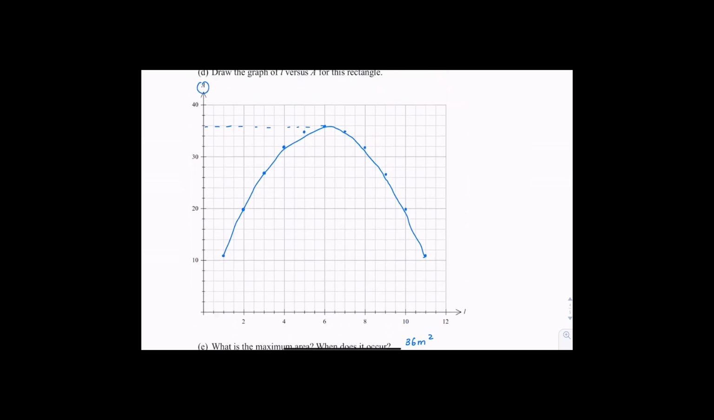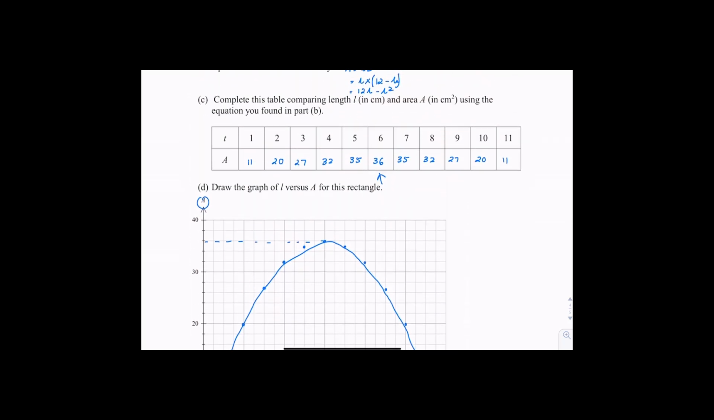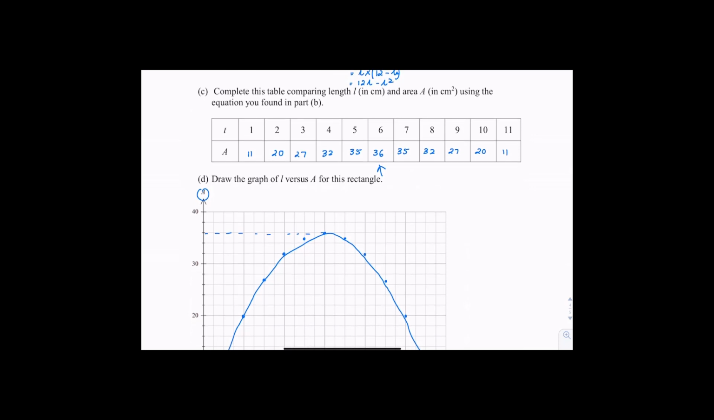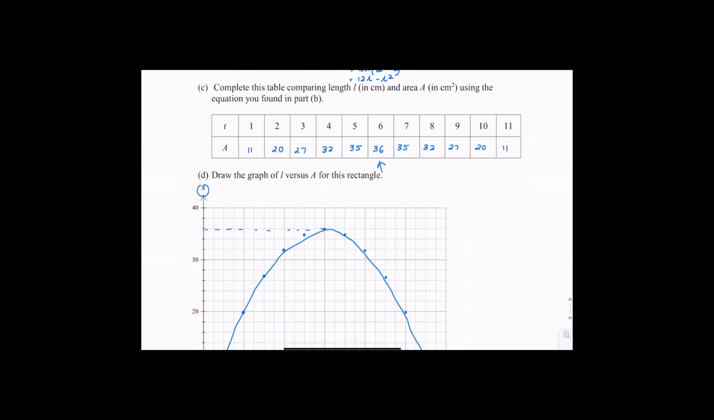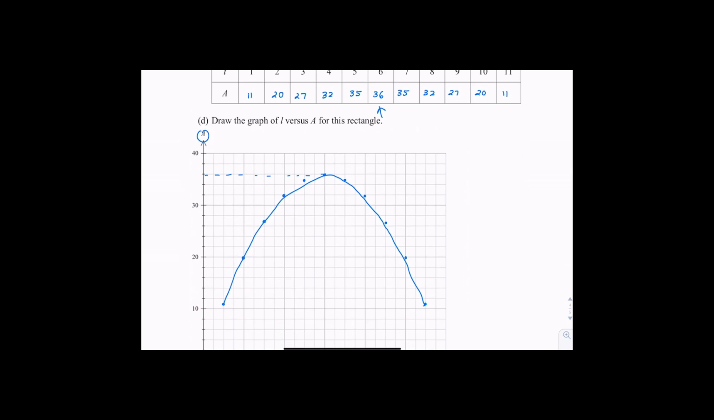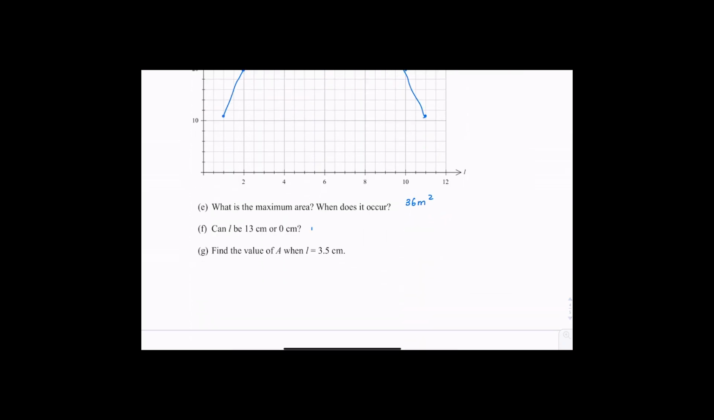Can the length be 13 or 0? Well, we can't have 0 because you can't have negative length. You'll just have a straight line. And the length can't be 13 because there is no way we can then make that give us our perimeter of 24. So there is no way that this could happen. So no.